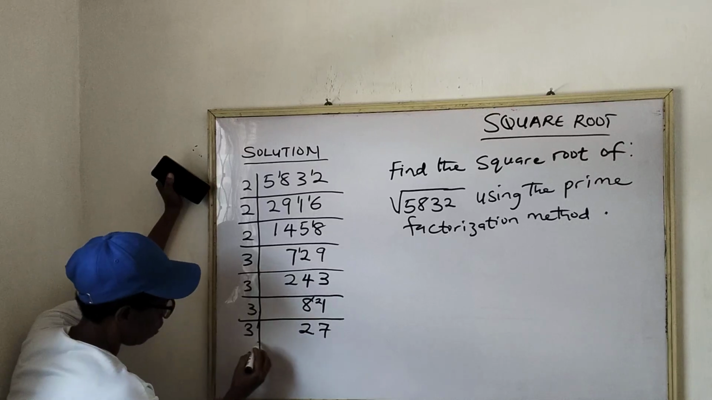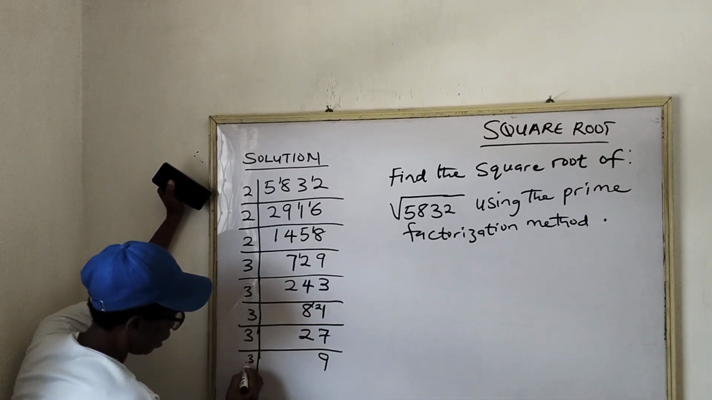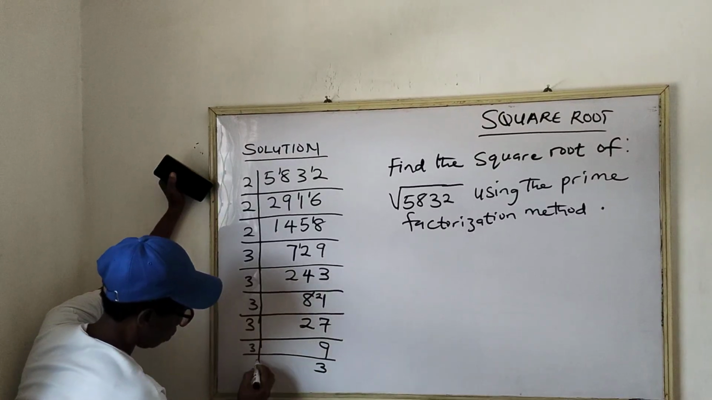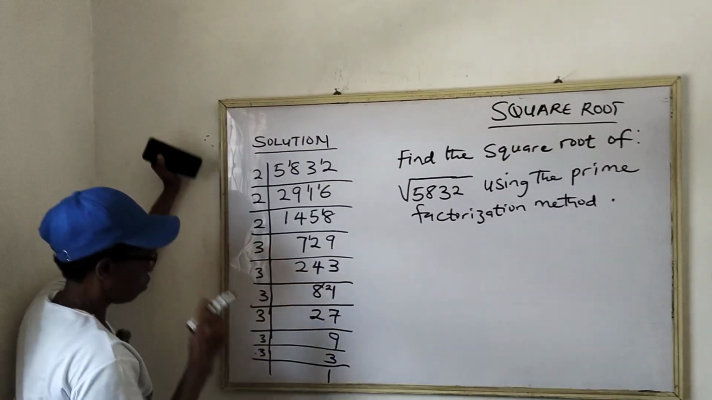So 3 will still go here. 3 in 27 will give us 9. 3 in 9 will give us 3. And 3 in 3 will give us 1, which is the final one.